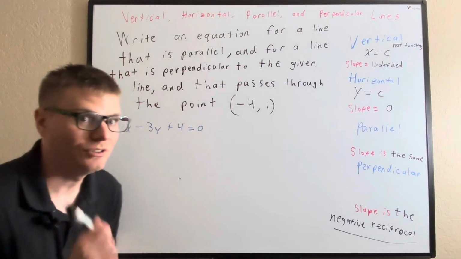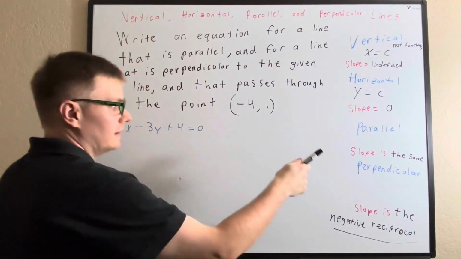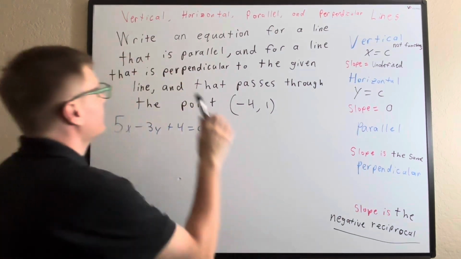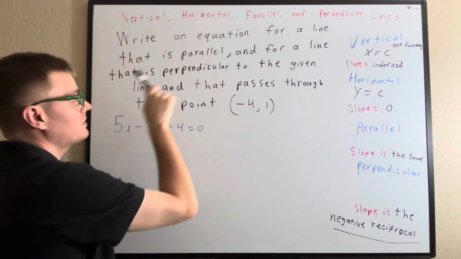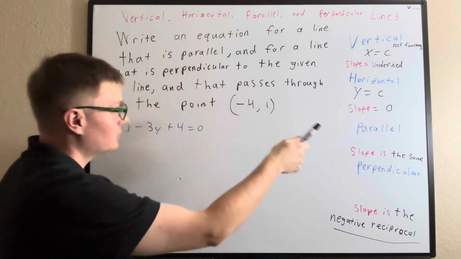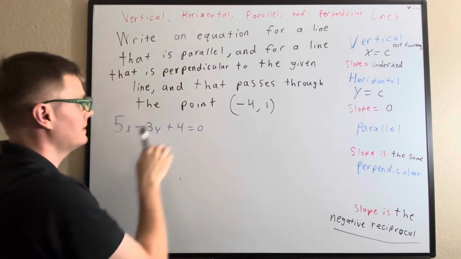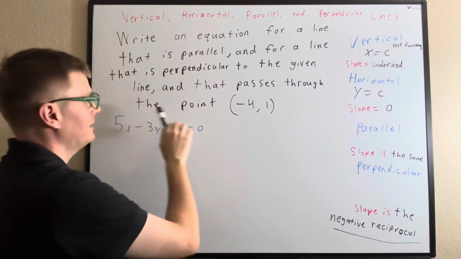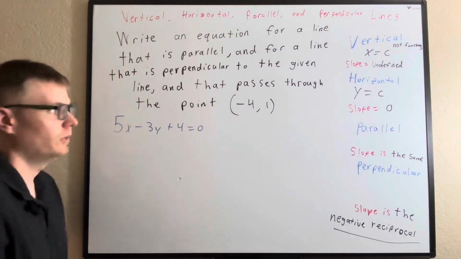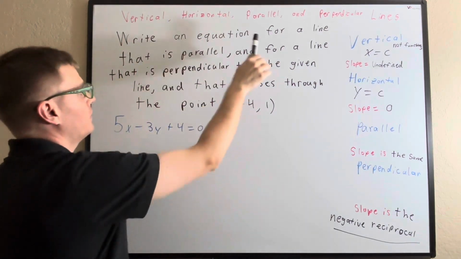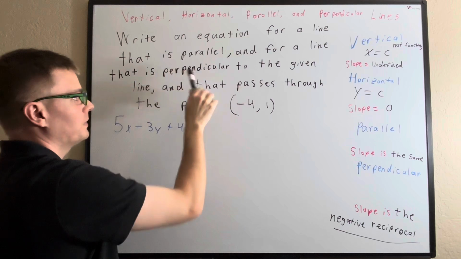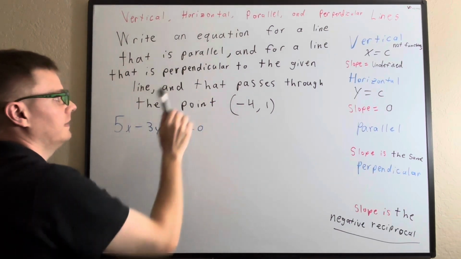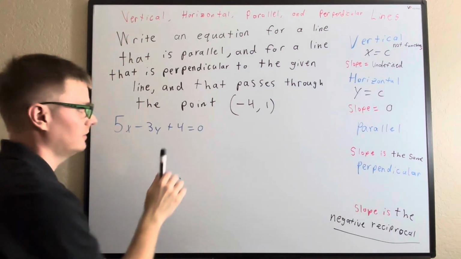All right, one more example of a problem that you might get talking about parallel and perpendicular lines. They might ask you to write an equation for a line that is parallel and for a line that is perpendicular to the given line. That would be this blue line right here. And that passes through the point -4, 1. So they want two equations here. They want one for a parallel line and they want one for a perpendicular line. One's going to be parallel to this line, and this one's going to be perpendicular to that line.